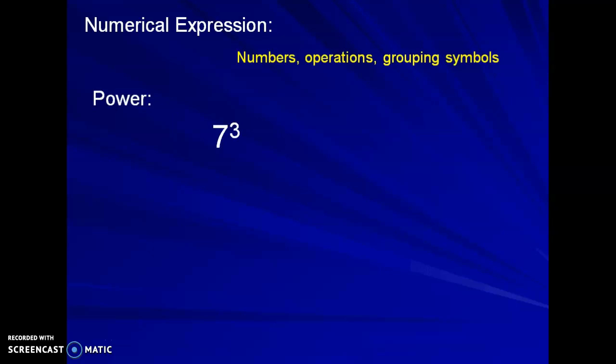A power. So 7 to the third is a power. A power is made up of a base, so that's the number that is being raised to the exponent. And so that means that we would have 7 times 7 times 7. The base is the number you're multiplying, and the 3 is the number of times you're multiplying it.